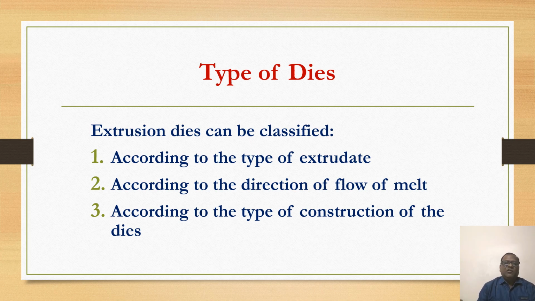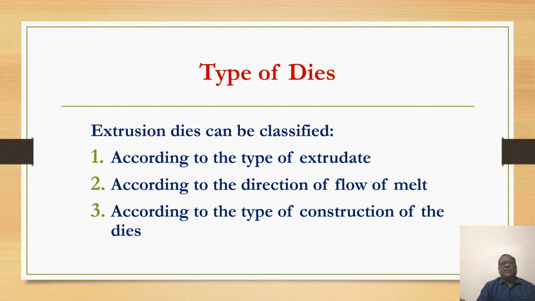So number one, according to the type of extrudate, that is the plastic product. Number two is according to the direction of flow of melt, that is, in which direction the melt comes from the extruder and enters the die. Based on that we can classify. Few of the plastic products manufactured and available in the market, we will go through as examples. And the third way is according to the type of construction of the dies.